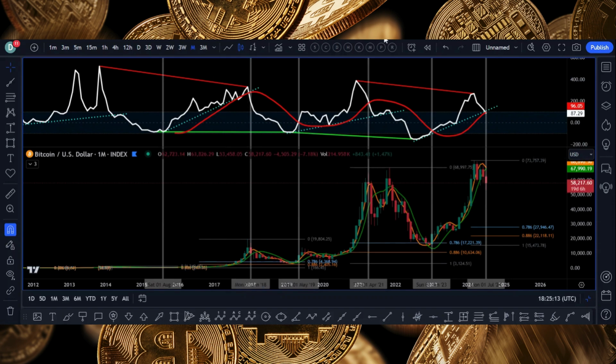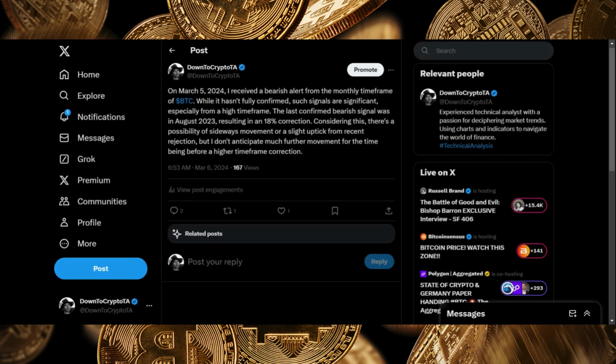Now, I did share something over here on my X account back on March 6th. Back on March 6th, I posted: on March 5th, I received a bearish alert from the monthly time frame of BTC. And I said, while it hasn't fully confirmed, such signals are significant, especially from a high time frame. So you never want to ignore something that builds up over months, years, 1 year, 2 years, to get a signal from a high time frame such as the monthly chart.